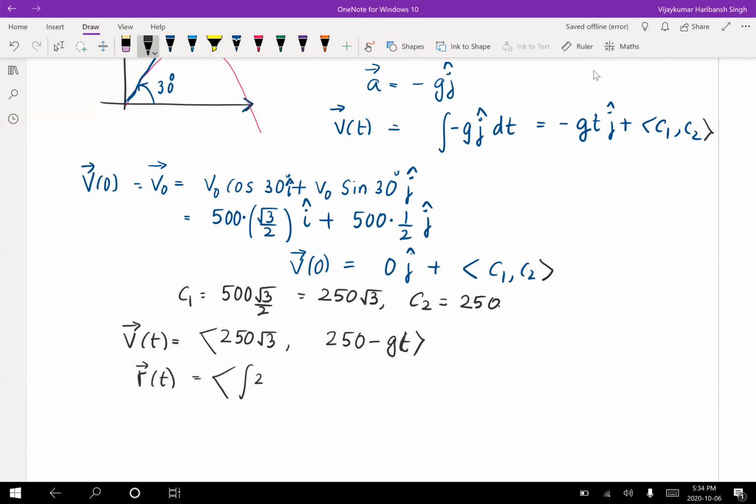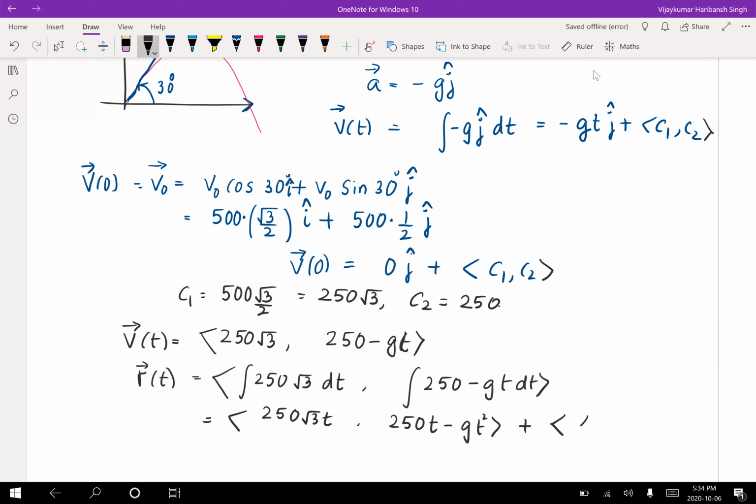Integration of this: 250 times root 3 dt, and integration of 250 minus gt dt. When you integrate this, you get 250 root 3 t, and 250 t minus gt squared, plus another constant of integration, alpha 1, alpha 2.